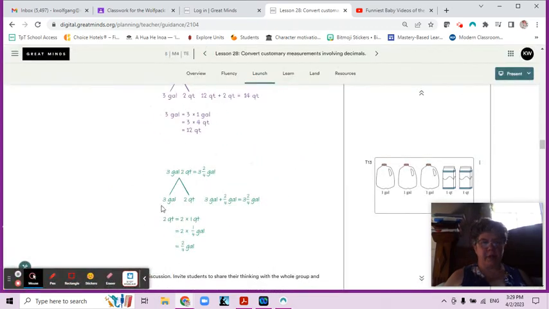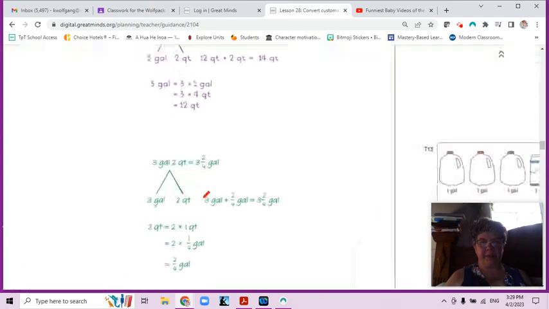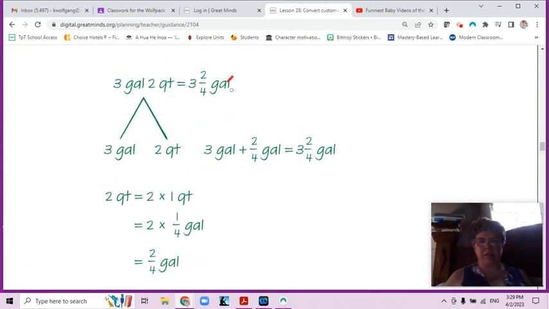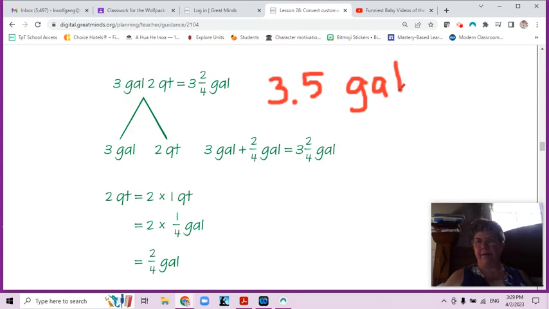Now this one is not quite finished. Let's pick up our pen over here, and let's think about 2/4 of a gallon, right? That would also be 3 5/10 of a gallon, because 2/4 is the same as 1/2, right? And 5/10 is the same as 1/2. So we're doing quite a bit of conversions here between fractions and decimals. Okay, so 3 5/10 of a gallon.